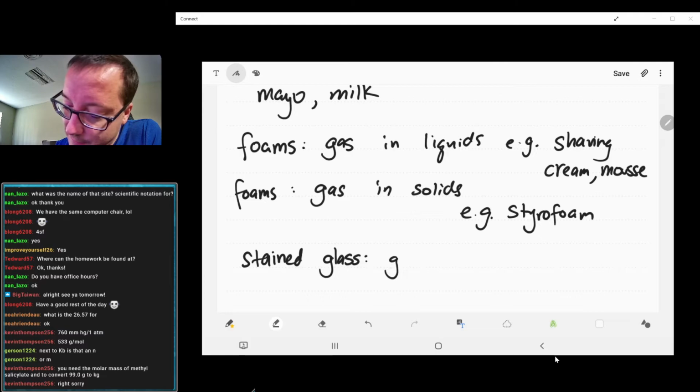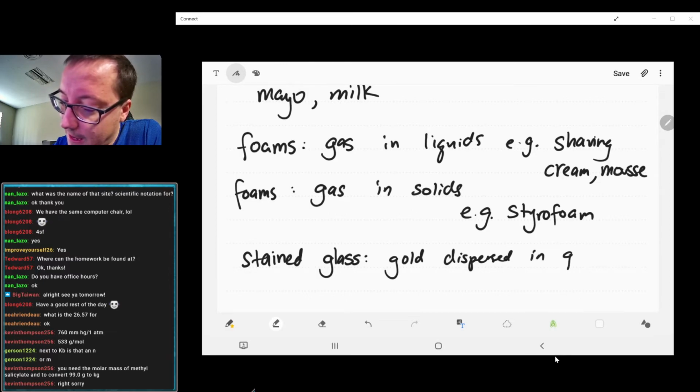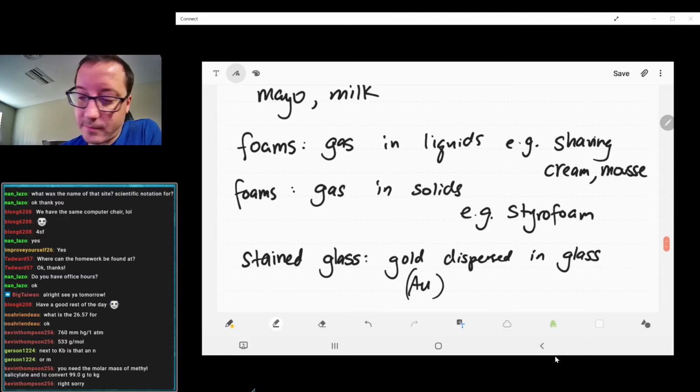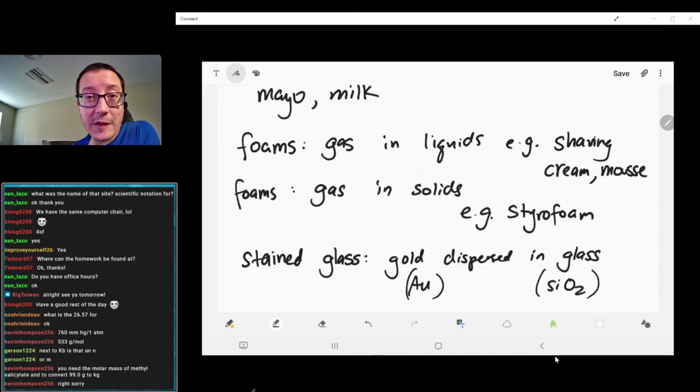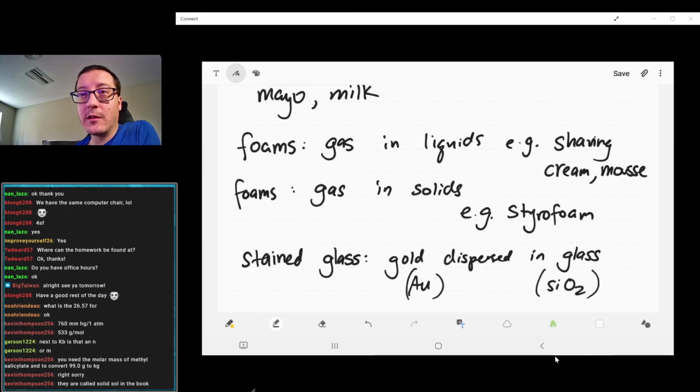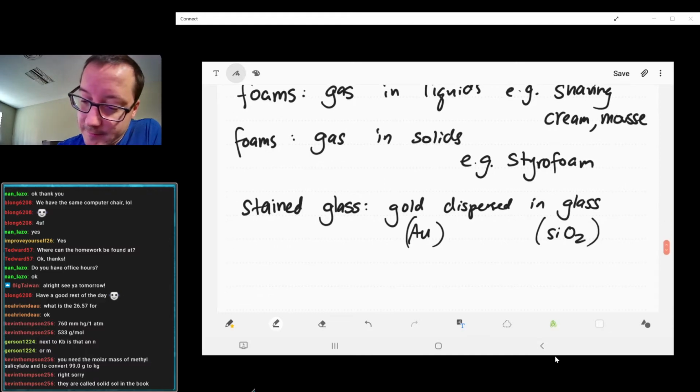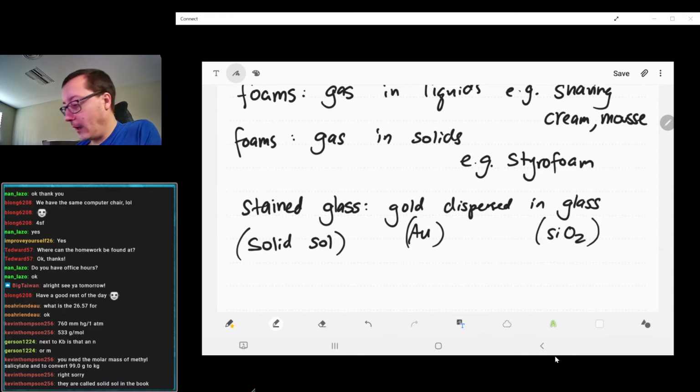where you would have solid gold dispersed in glass, which would be silicon dioxide, some sort of gold thing, whatever it may be. In silicon dioxide, that would be another example of, now this time, a solid in a solid. So your dispersal mediums can be solid sol. Okay, then there you go. There's our name for those.